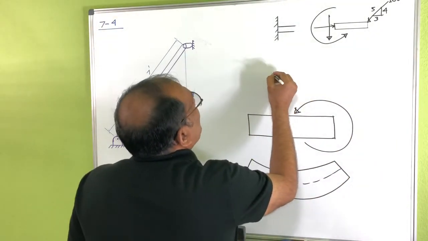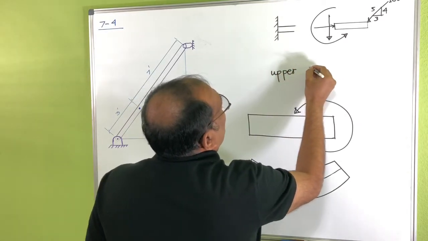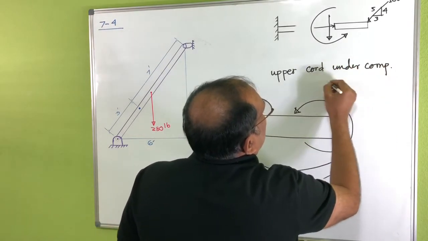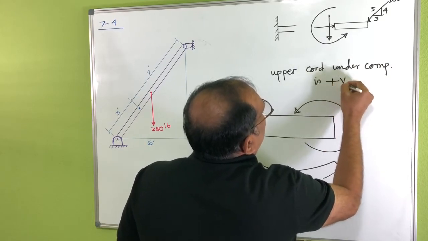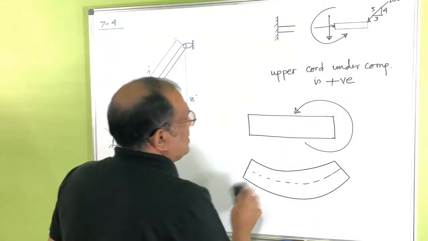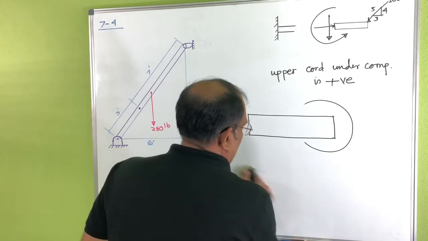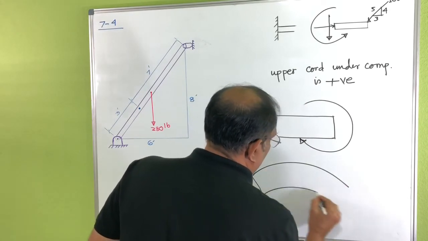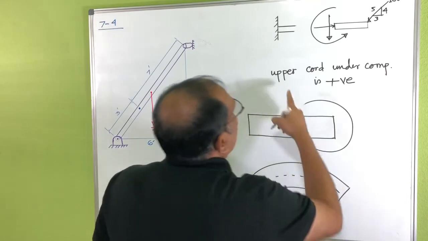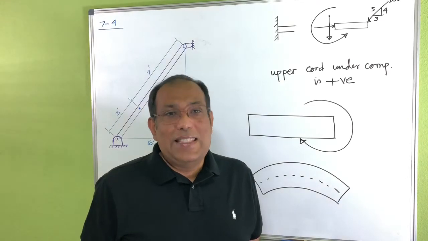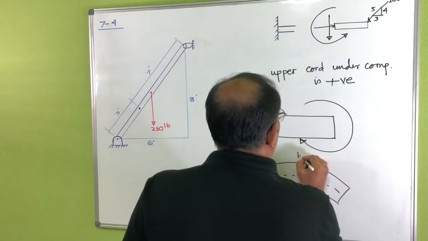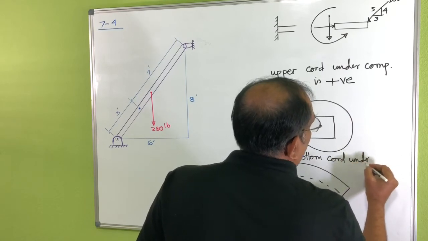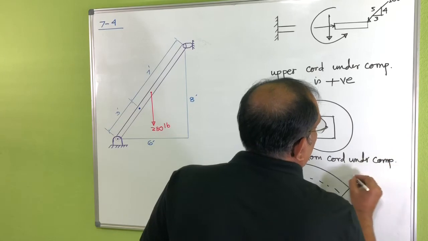So we can also say upper chord under compression is positive. Similarly, when you are pushing that one here, this one is going to go like this, and you can see the bottom chord is under compression, and that's negative. So bottom part under compression is negative.